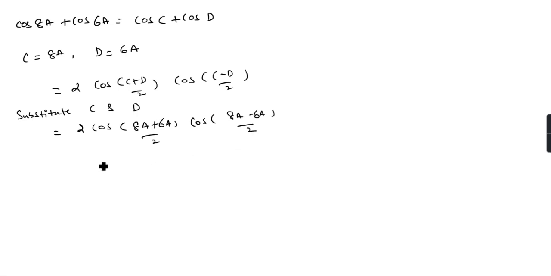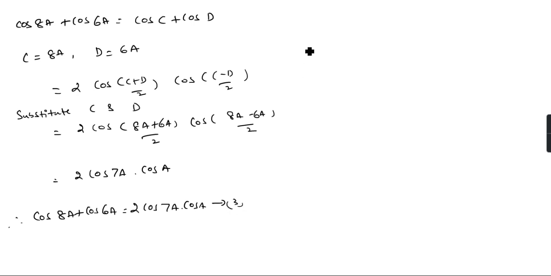So the value is 2 cos of 14a by 2, which is 7a, into cos of 2a by 2, which is a. Therefore cos 8a + cos 6a is equal to 2 cos 7a cos a. This is taken as 3.